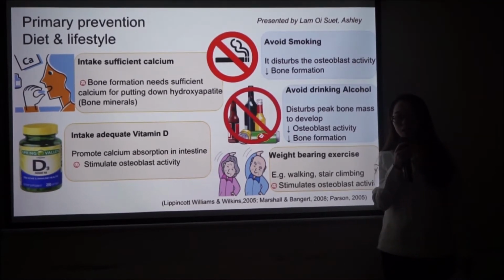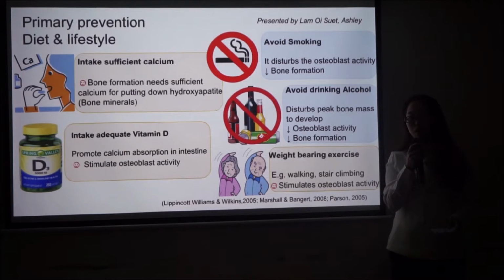Regarding primary prevention, for diet and lifestyle, they should take in sufficient calcium, since bone formation needs it. In order to promote calcium absorption in the intestine and stimulate osteoblast activity, they should take in adequate vitamin D. Moreover, drinking alcohol and smoking should be avoided as they decrease osteoblast activity and bone formation. Avoiding alcohol is also beneficial to lower the disturbance of developing peak bone mass.